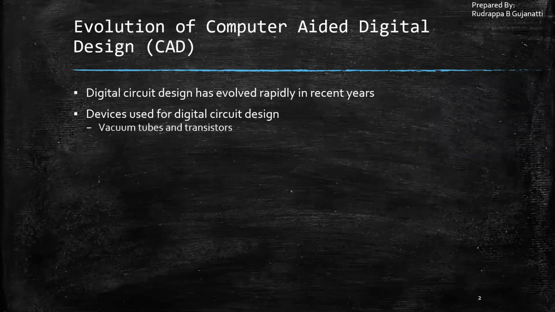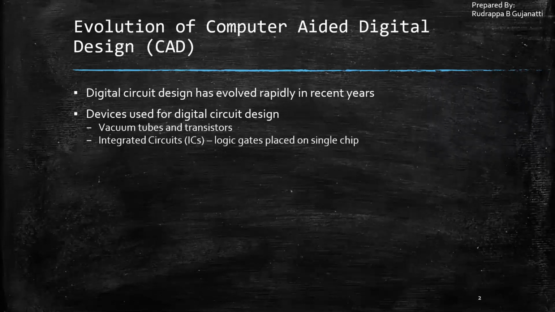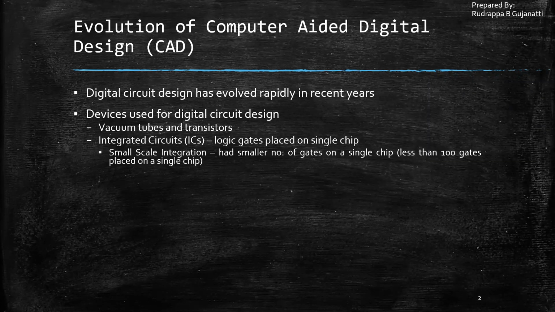Previously, digital circuit designs made use of vacuum tubes, transistors, and later came the ICs, that is the integrated circuits, which basically consist of logic gates placed on a single chip. Then under ICs itself, there was a large amount of evolution. The first was small scale integration, sometimes termed as SSI, which had a very small number of gates on a single chip, less than 100 gates.